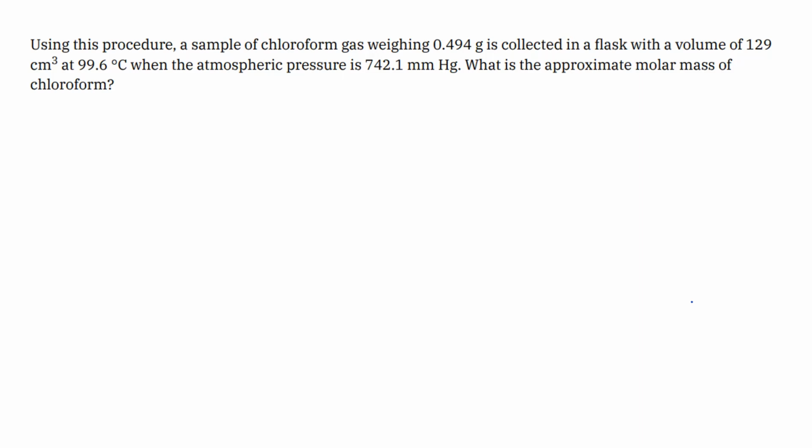So again, we're going to use that molar mass version of the ideal gas law. So molar mass is equal to mass times the gas constant times temperature divided by pressure and volume. But what we've got to do is change some of these units. Because the millimeters of mercury, we need to get that into atmospheres. So we're going to divide it by 760. Remember, there's 760 millimeters of mercury or 760 torr in an atmosphere. So if we divide that by 760, we'll get 0.9764 atmospheres.